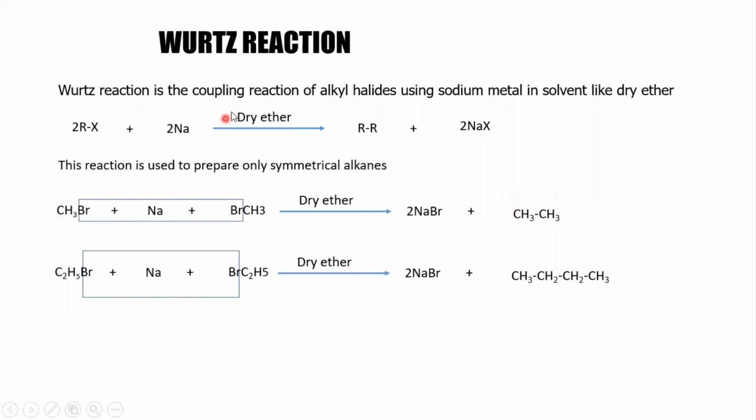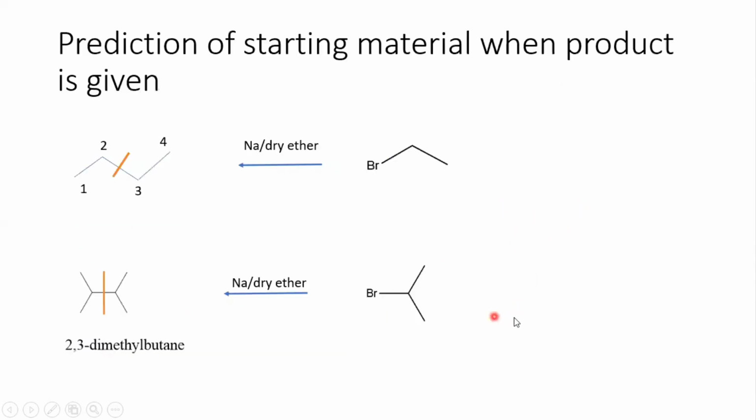And in this reaction, we should maintain the dry conditions. That is, we always use dry ether because the moisture will react with the sodium metal violently. And the mechanism goes via the free radical mechanism. And this reaction is not used to prepare methane because methane has only 1 carbon atom and therefore we cannot prepare methane by this reaction. So the first member that we can prepare is ethane.